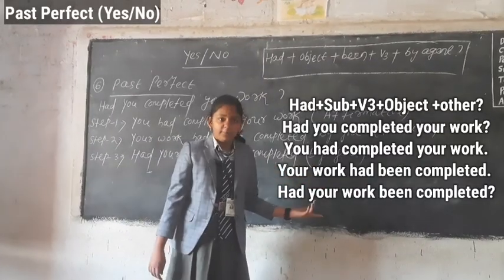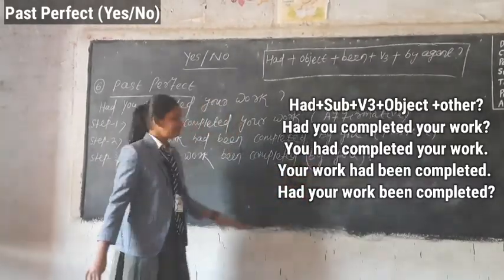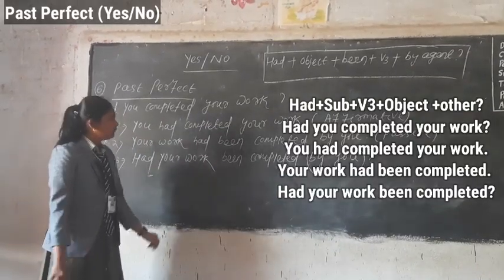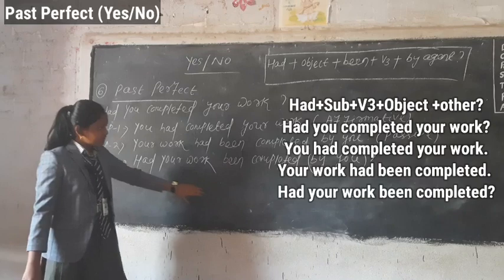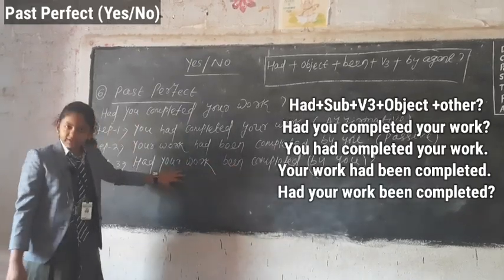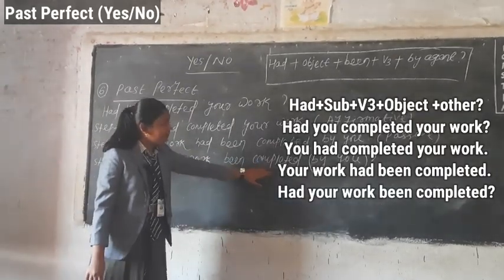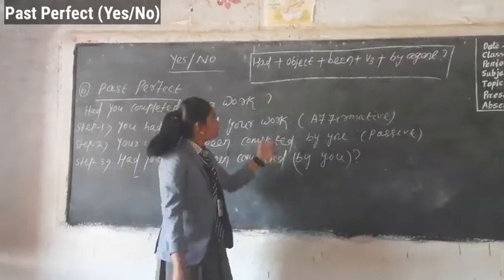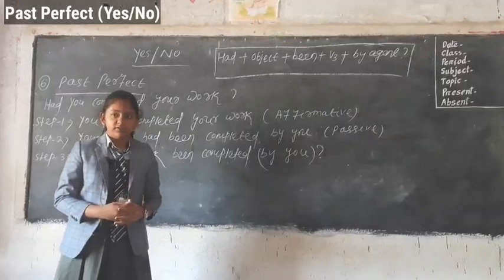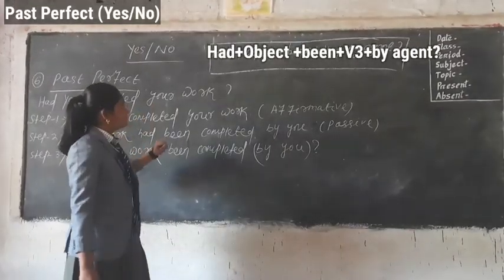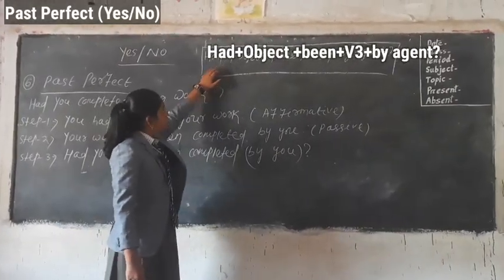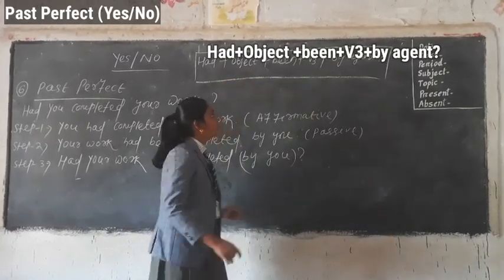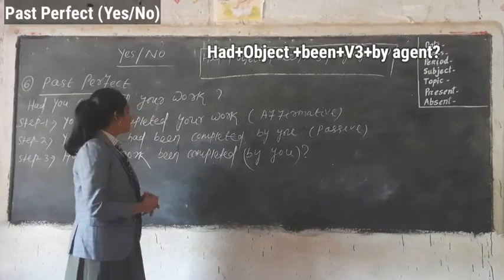Here we can omit the by agent or we can keep it. Had is the auxiliary verb, your work is the object, but it is the subject in the passive voice. Been completed is in the verb 3 form and by agent if necessary. Or we can simply follow this structure to passivize this sentence. The structure is had plus object plus been plus verb 3 plus by agent.